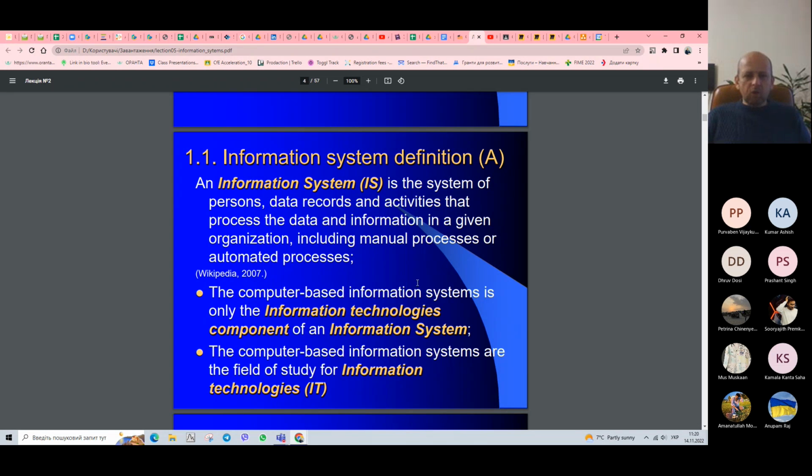Information system is a system of persons, data, records, and activities that process the data and information in a given organization, including manual processes or automated processes. The computer-based information system is only the information technology components of an information system. The computer-based information system is also a field of study for information technology. Yes, we can identify this process from different views.